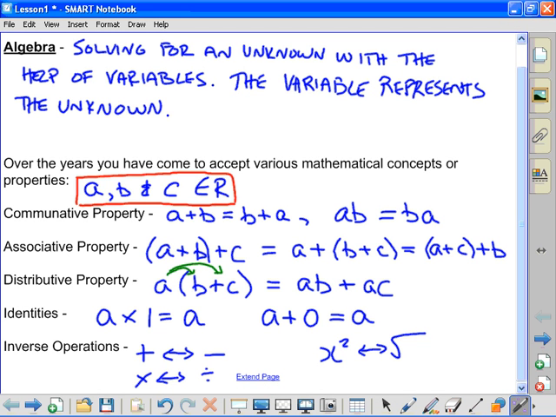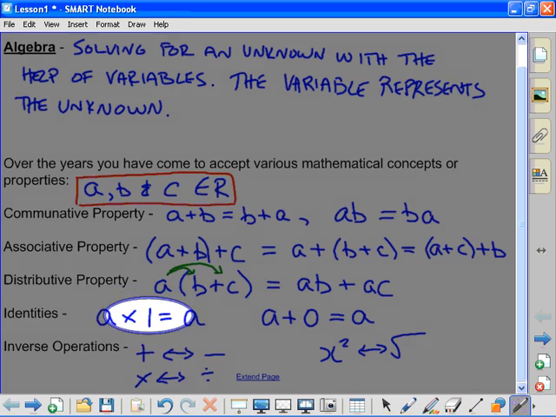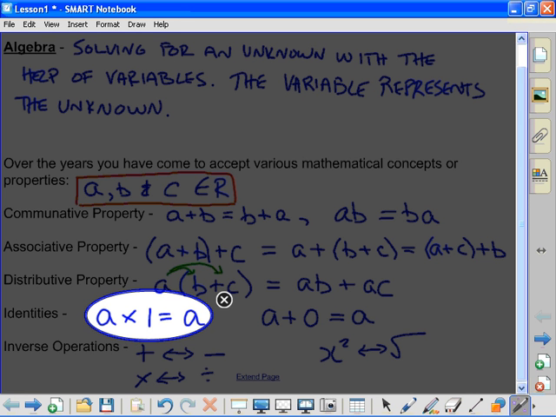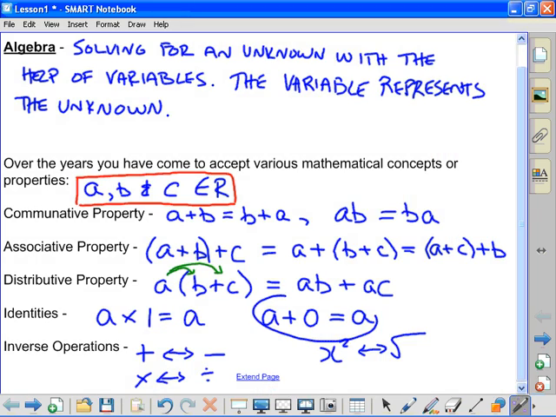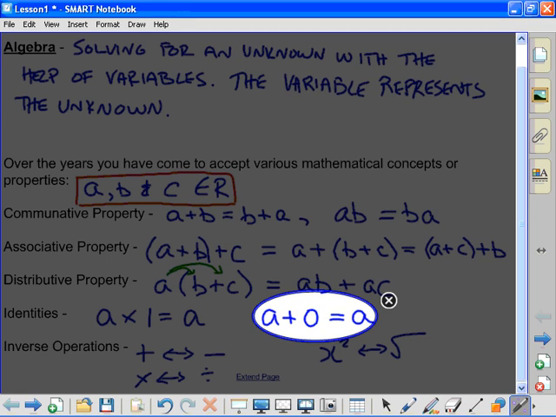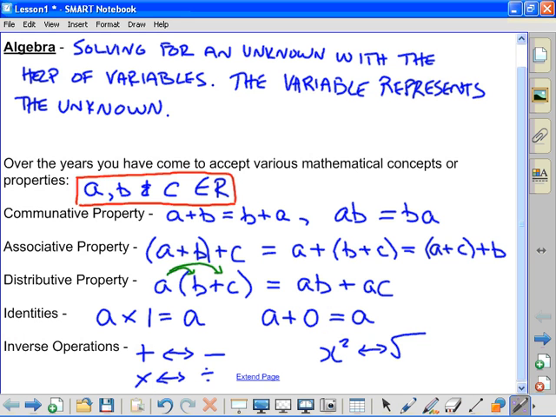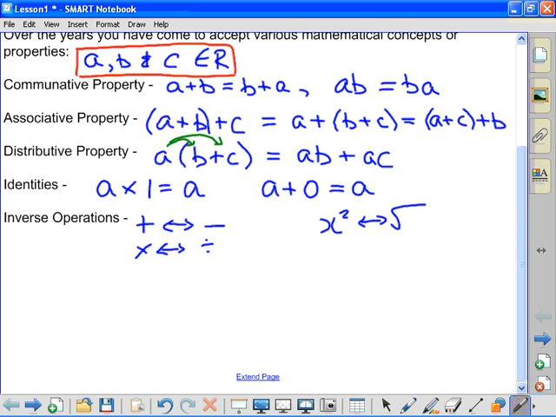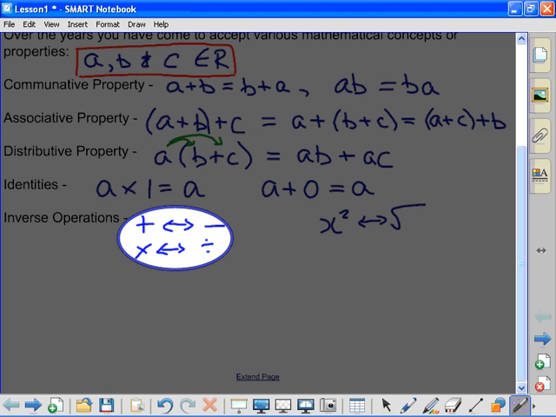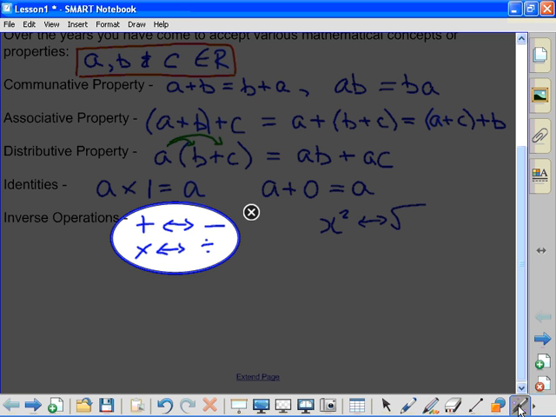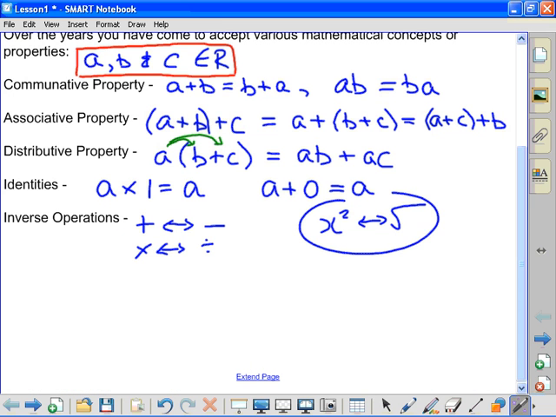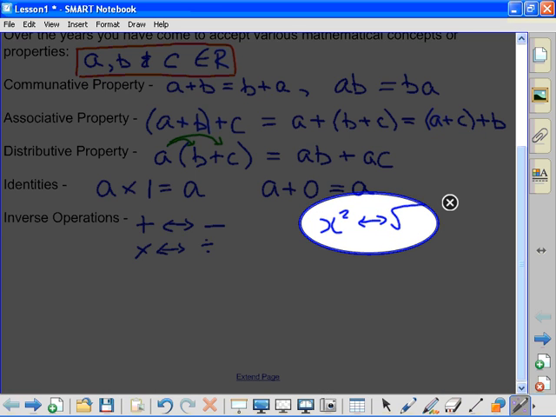Getting down to the bottom here, identities. If you multiply something by 1, it remains itself, so a times 1 is still a. And if you add nothing to a value, the result is still itself. At the very bottom, we talk about inverse operations. For people that took the grade 9 course with me, you remember when we started the algebra unit, we said solving algebra equations is just doing the inverse. So adding and subtracting are inverse operations, multiplying and dividing, and also squaring and square rooting. And you have a whole bunch of other ones now too.